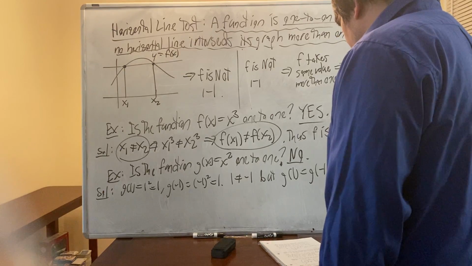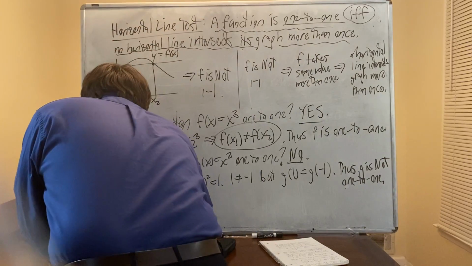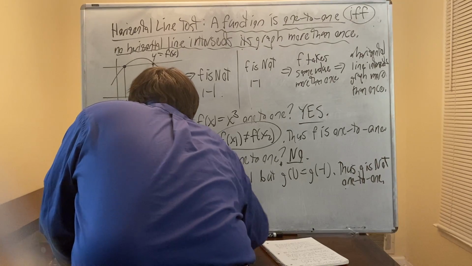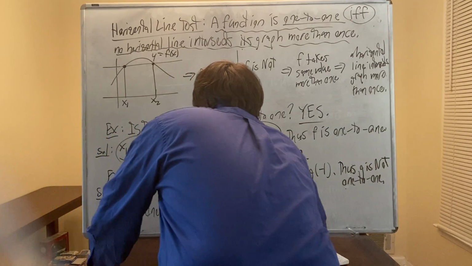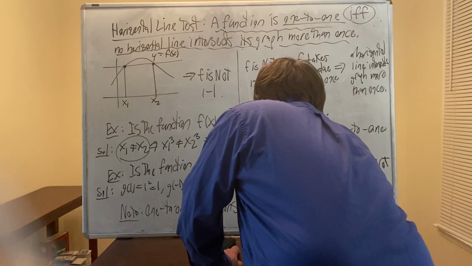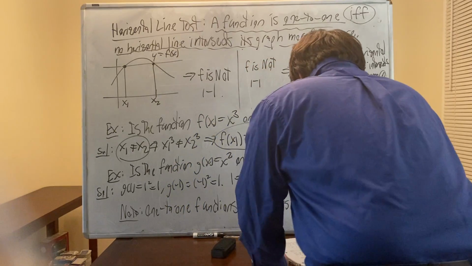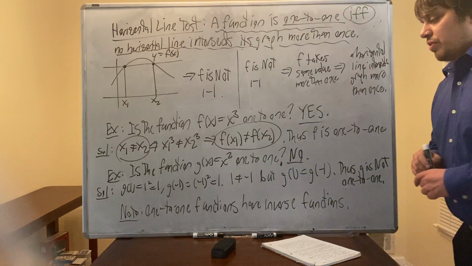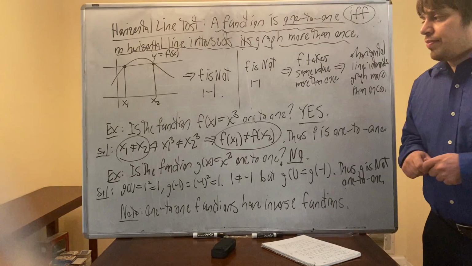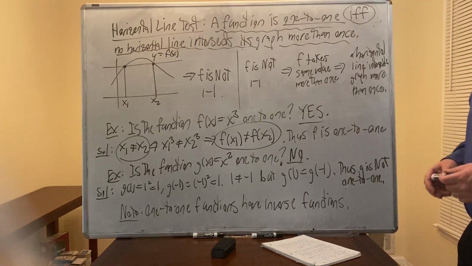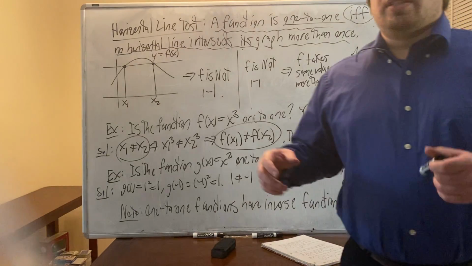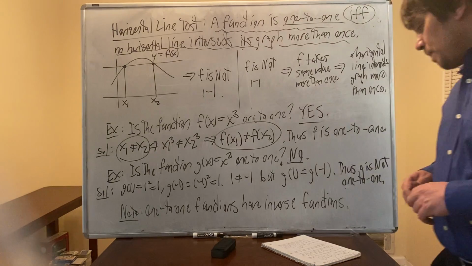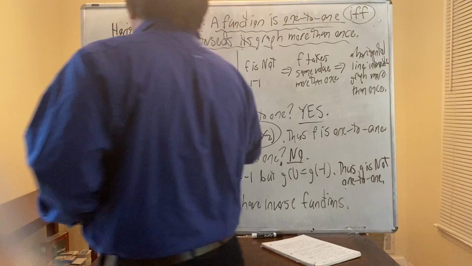Okay, so note 1-to-1 functions, they're important and they have inverse functions. So one importance of 1-to-1 functions is that they have inverse functions. So when a function is 1-to-1, it has an inverse function. And actually, when a function is not 1-to-1, it does not have an inverse function. Okay, let's keep going.